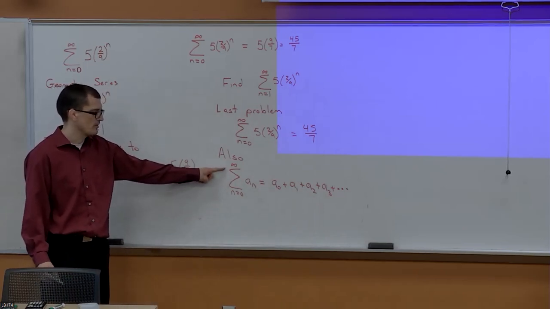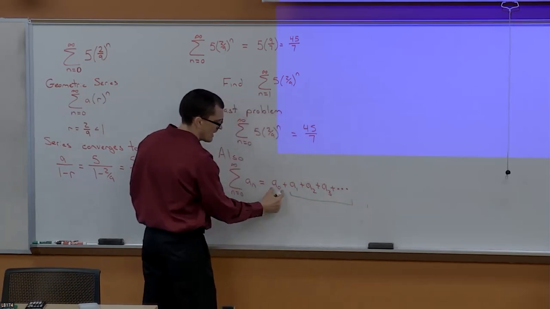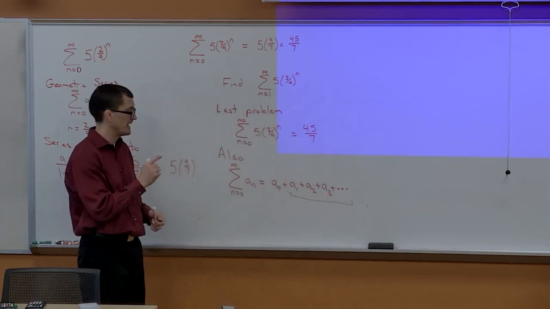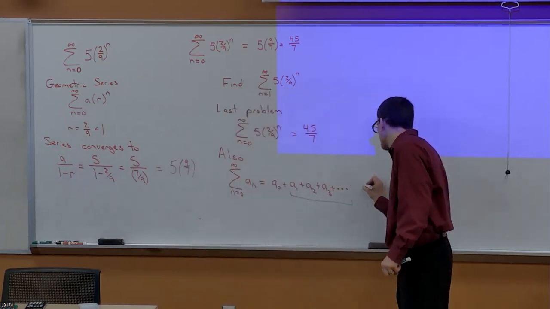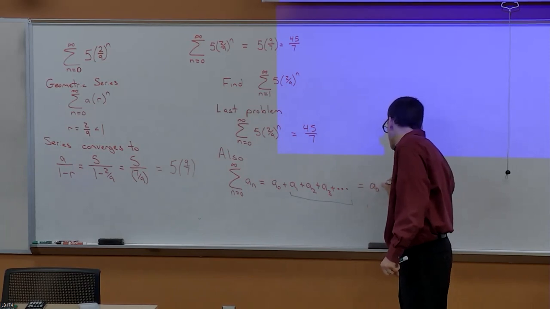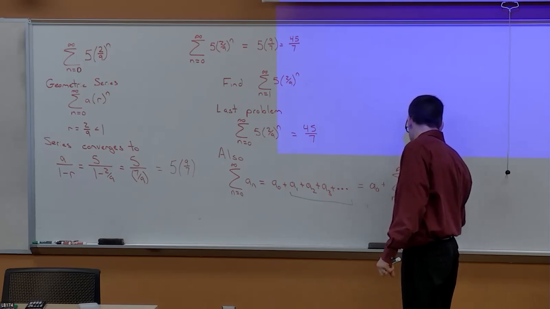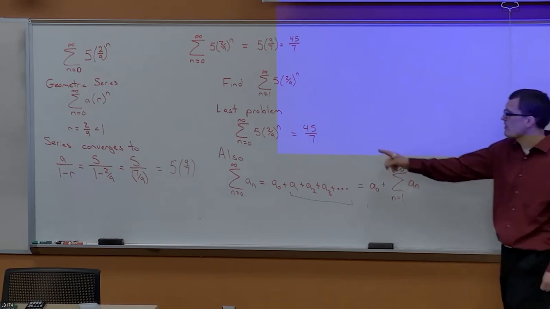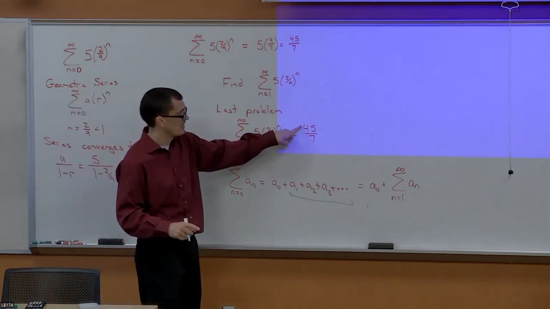Notice that when you start at 0, if I lop off this first term, those next terms are a sum from n equals 1 to n equals infinity. So basically what I'm saying is this. So how does that work with what I know previously? Well, if I put those two things together, I know this infinite sum is 45 over 7.